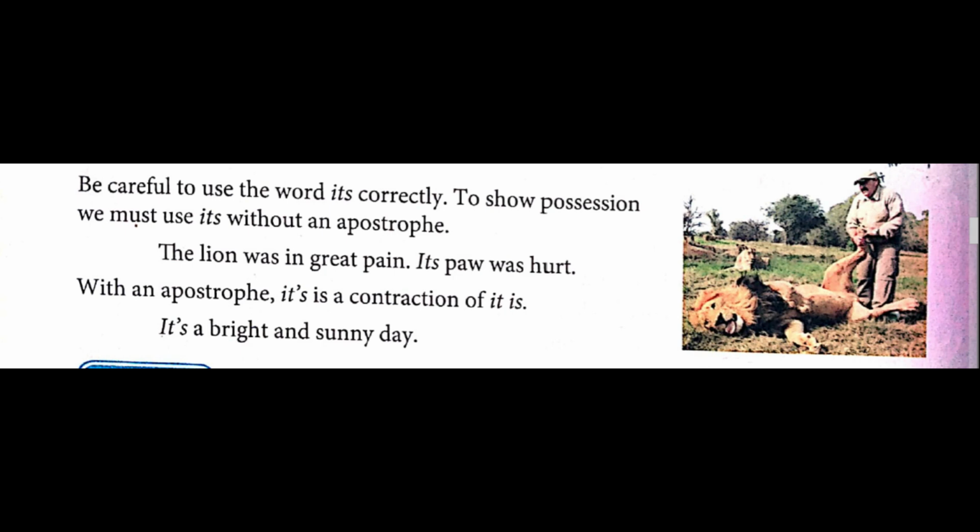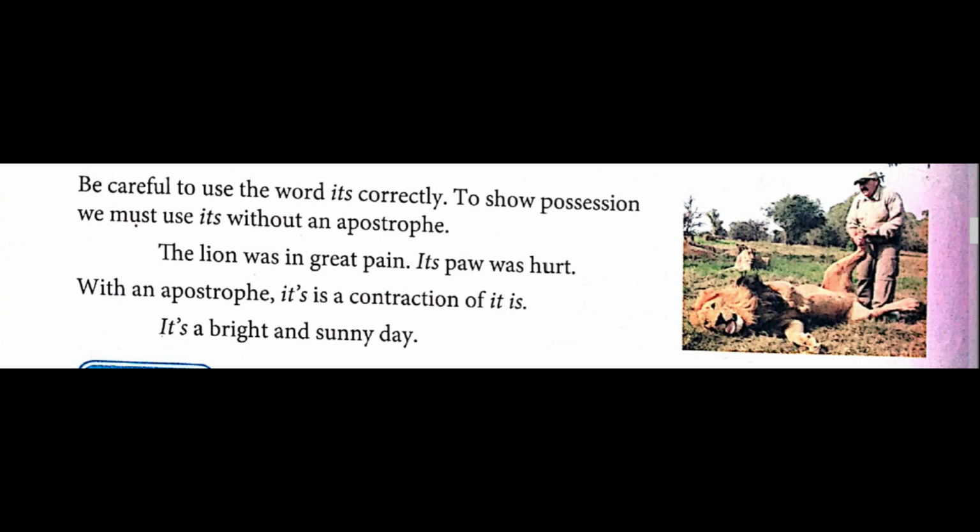Now here, the lion was in great pain. Its paw was hurt. So here when you are writing its, you won't write any punctuation sign in its spelling. ITS with an apostrophe, it's, is a contraction of it is. Means what? When you are writing it's with an apostrophe, then it will become it is. But when you are writing ITS without any punctuation sign, then it will belong to someone.